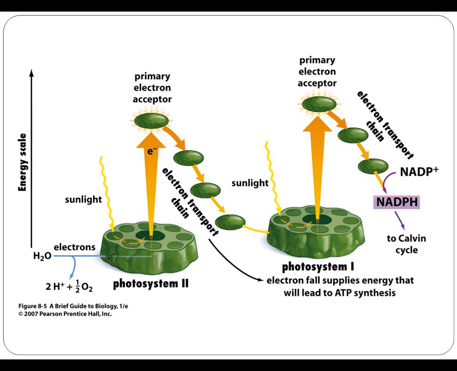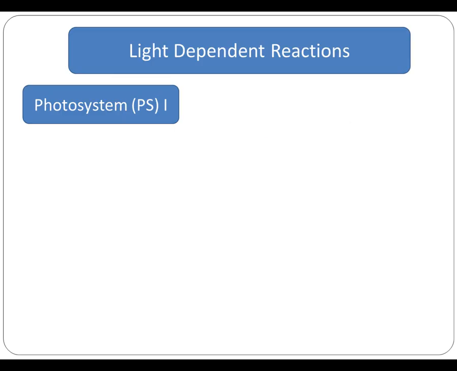In this image, which I did not give you in your handout, we're trying to illustrate the low versus the high potential energy. The electrons will then be shuttled over through a series of reactions and end up in the next photosystem, which is called photosystem 2. Dang it, photosystem 1. It gets me every time. So they go from photosystem 2 and are then shuttled over to photosystem 1.